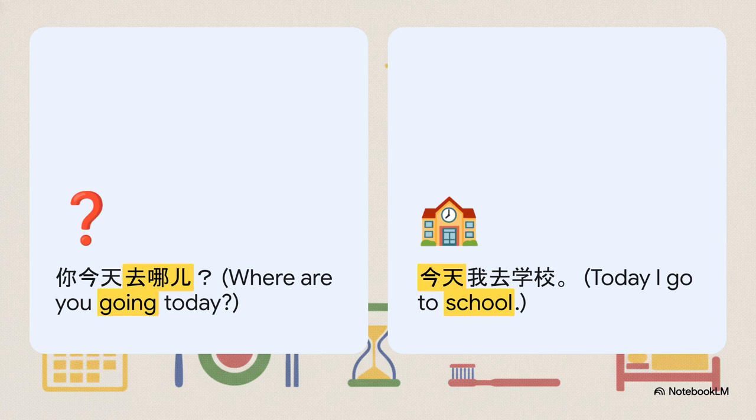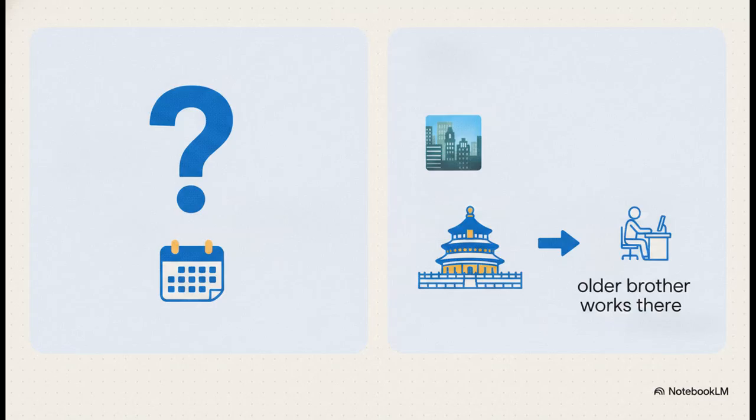Now person A asks where they are going. 你今天去哪儿? Notice the brilliant grammar in person B's response. Person B places the time words 今天, meaning today, and 下午, meaning afternoon, right at the front of their sentences to explain they are going to school and the hospital. 今天我去学校，下午我去医院. The pattern continues perfectly for tomorrow's plans. Person A asks, 你明天去哪儿? Person B replies by putting 明天 right up front to explain they are heading to Beijing tomorrow because their older brother works there. The structure is just incredibly consistent and reliable.